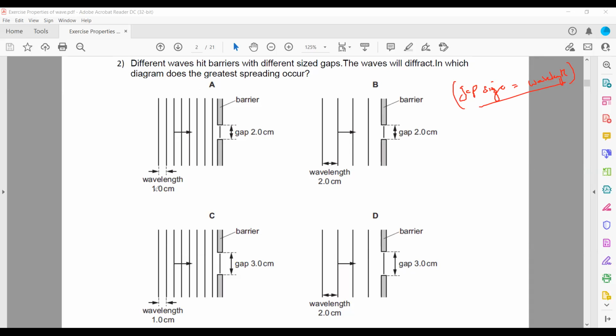So when we check for A, wavelength is 1 but the gap size is 2. So the wavelength is smaller than the gap size, so it will not have too much diffraction. When we check option B, the wavelength is 2 centimeter and gap size is also 2 centimeter. So it will have the maximum diffraction. As the wave will pass through, it will spread out more.